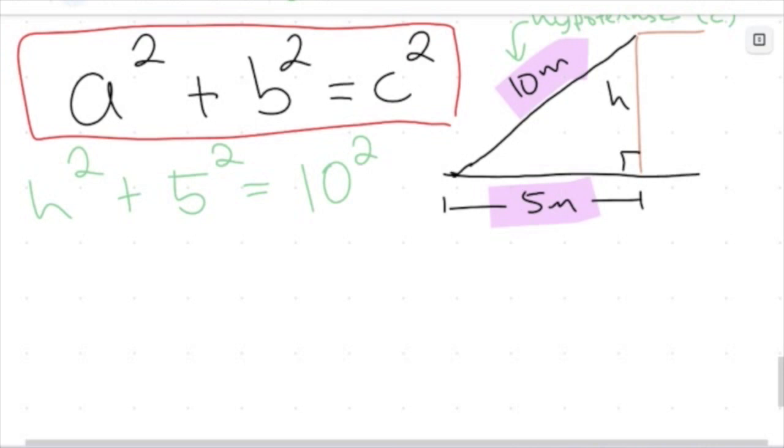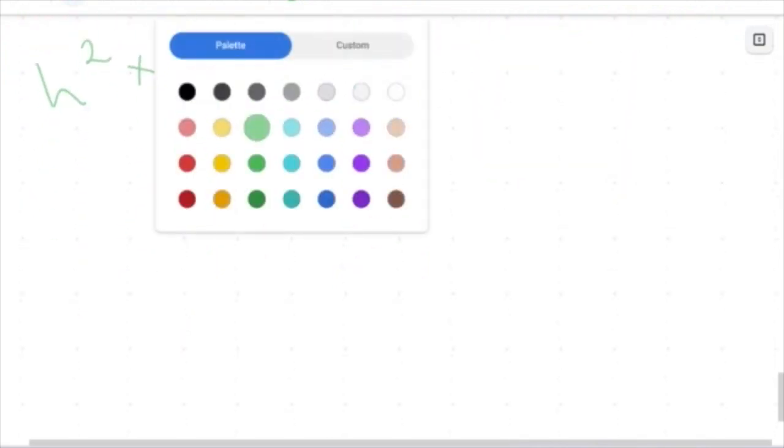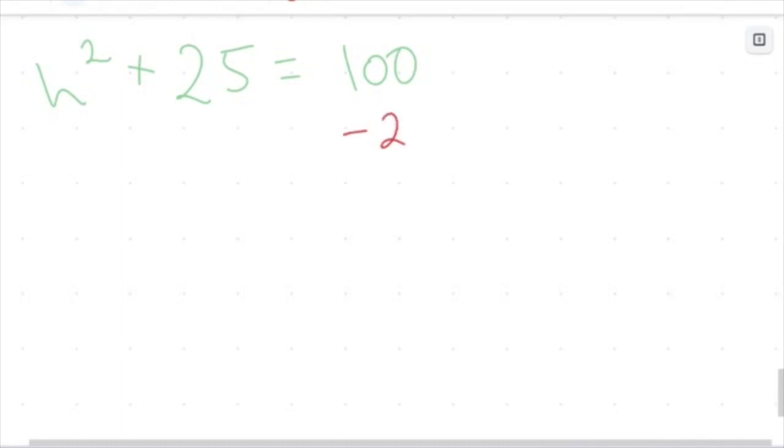Now, once again, I want to leave my H squared and I want to find what 5 squared is. 5 times 5 gives me 25. 10 squared, 10 times 10 gives me 100. Now, H squared, I had 25 added to that and that gave me 100. So H squared must be 25 less than 100. Should be the difference between 25 and 100.